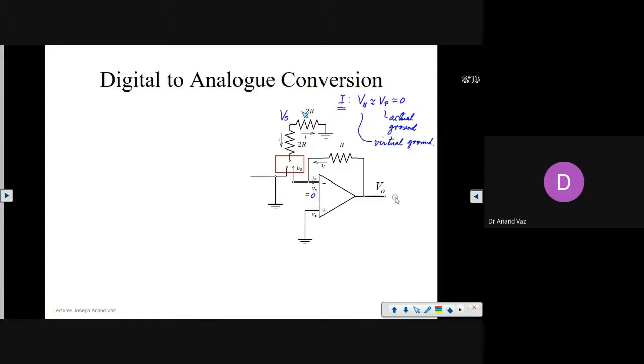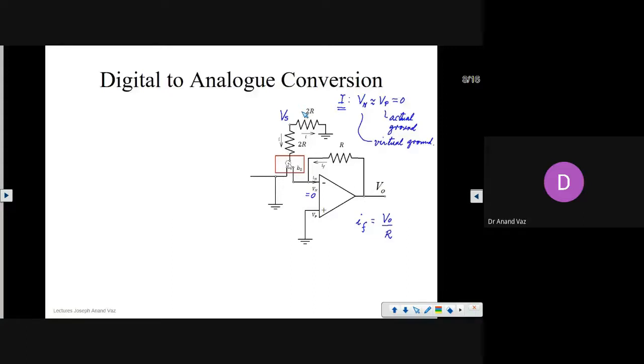So we know that the current that will flow from here will be V naught minus 0 divided by R. So IF will be equal to V naught upon R. Now that is always going to be the case, but here on the input side, it depends whether we are connected to B0, to this side or not.